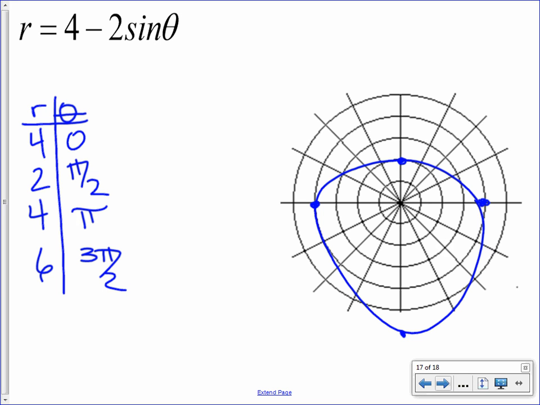Now, why am I going through each of these graphs and why are we taking a whole day tomorrow to graph them? Eventually we're going to find the area. So it's important that we know how to find the zeros. That way we can derive and then integrate. I'm going to make you find the area of a loop.